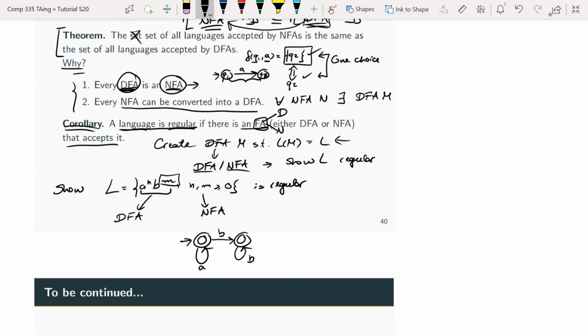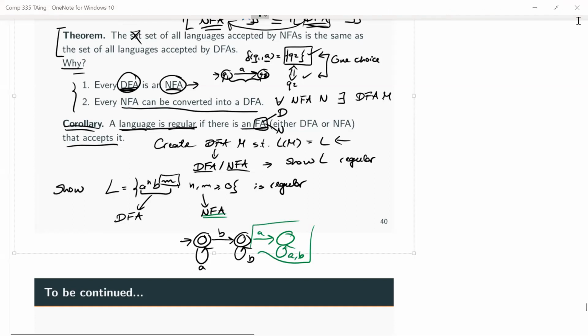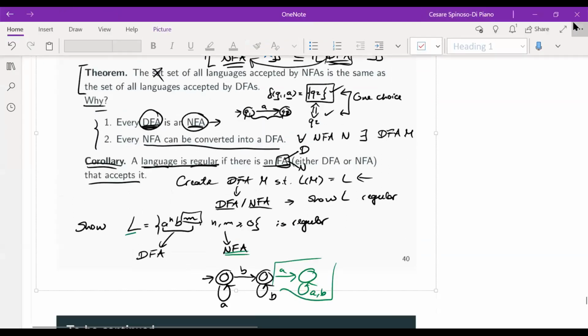And so we can see that this is an NFA, and it's simpler than writing a DFA, because in a DFA you need to add a trap state here, which you don't have to think about in the NFA. And so this is another method of showing that this language L is regular.